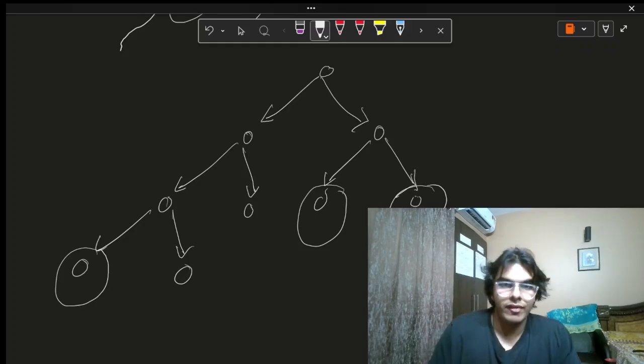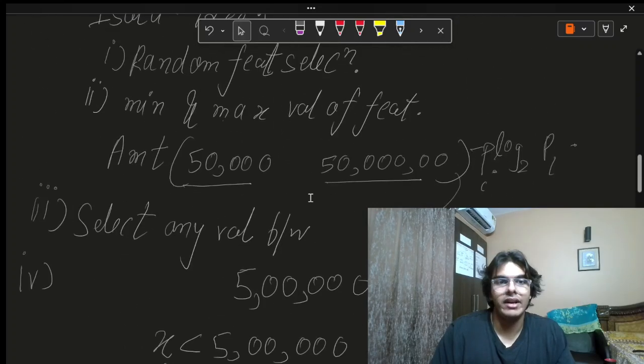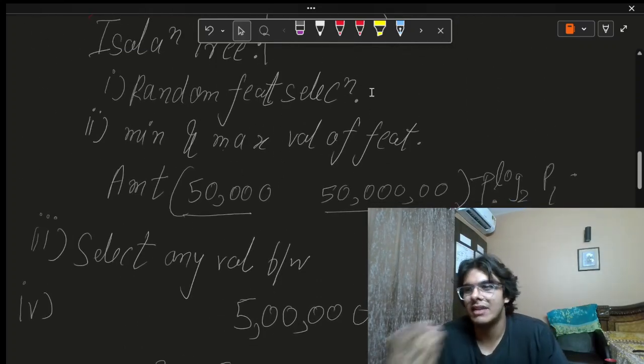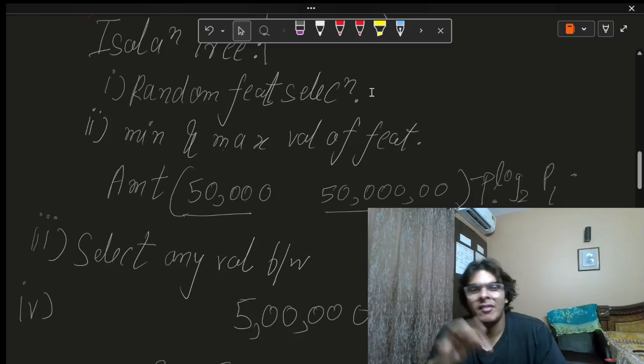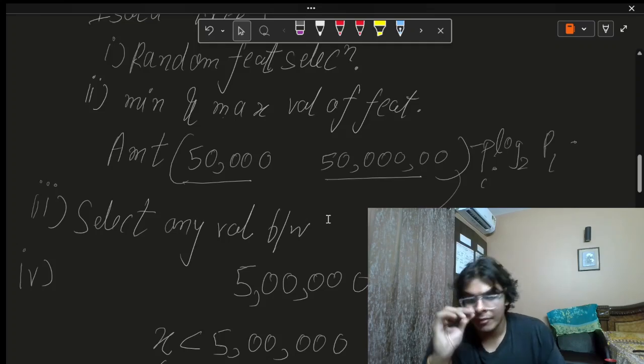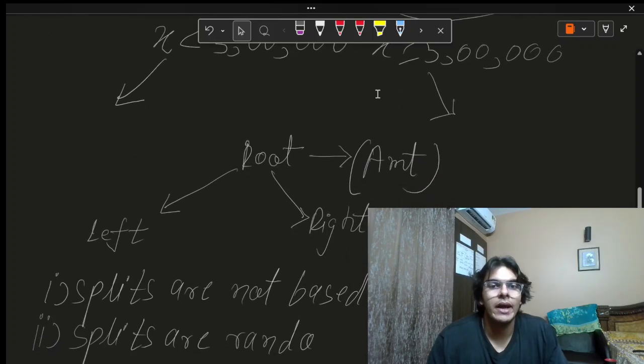See, if I go back to what we discussed in creating the split, we discussed these 4 points, right? We pick any random feature, such that maybe we picked amount, then we took the maximum and minimum value of amount, let's say 50,000 and 50 lakh. Then we selected any random value between them, and based on that value we created the split. This is how the split will look like. But how are we deciding the anomalies here?